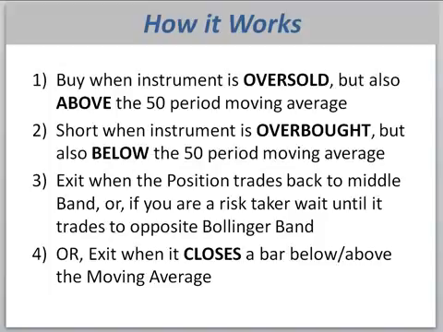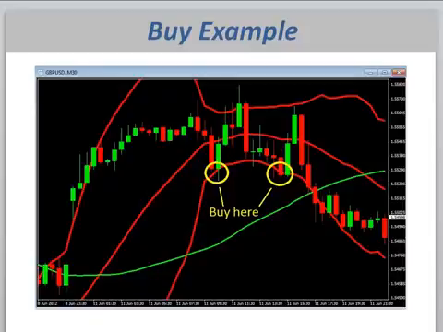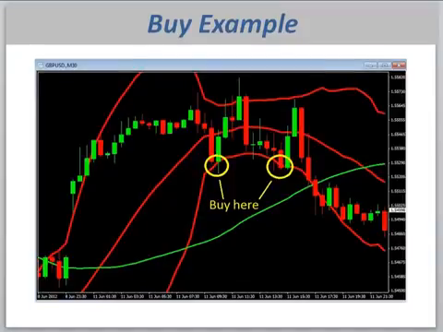Now we have our exit strategies. Well, we'll get to that in a second. So here's a buy example. Let's look at this chart over here. Here's a chart of the pound dollar. It's a 30-minute chart. Over here where we have these two little circles, we see that the pound dollar had traded to the oversold levels on the Bollinger Band. But the pound dollar is also above this green line. The green line is a 50-period moving average. So we see we have this positive momentum.